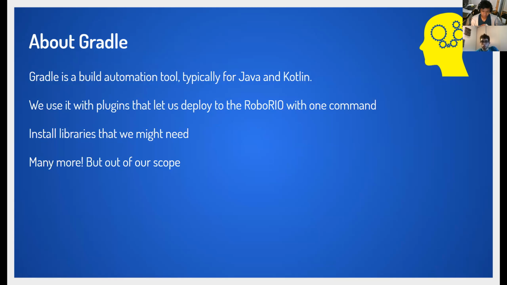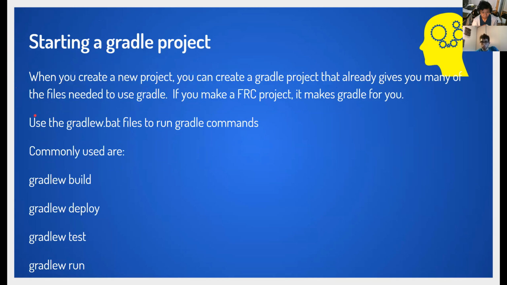Even so, we have to use Gradle to add the libraries that we need to run our robot. So this is a really important tool. And gradlew build will usually generate a jar file. It'll also run some tests and whatnot, to make sure your code can build properly. gradlew deploy is a little bit more specific, but when it comes to FRC projects, it means to deploy to the robot, to send the code to the robot.